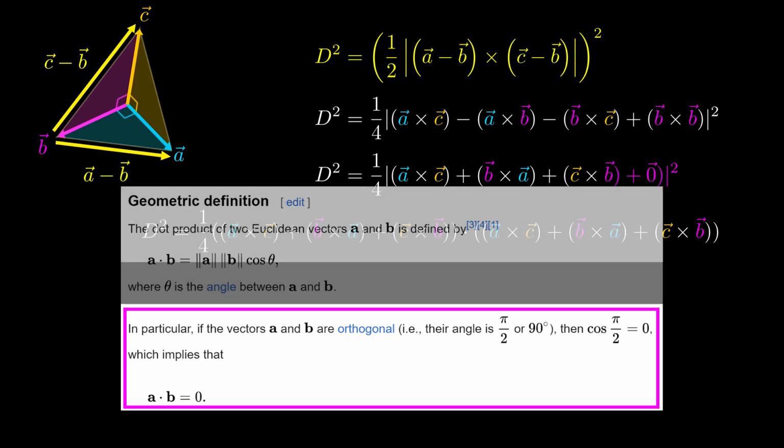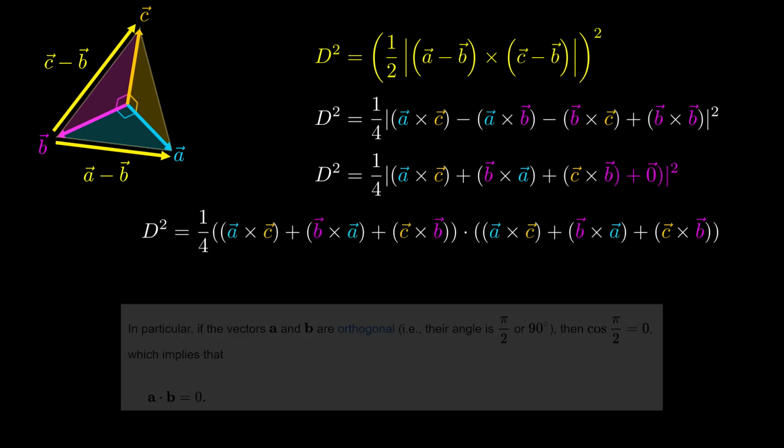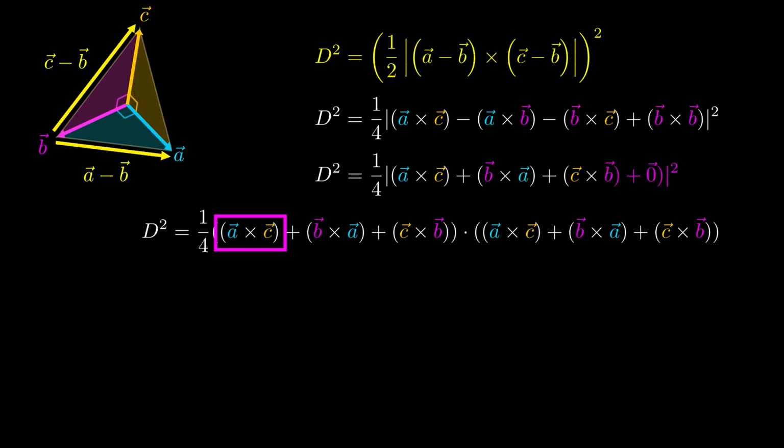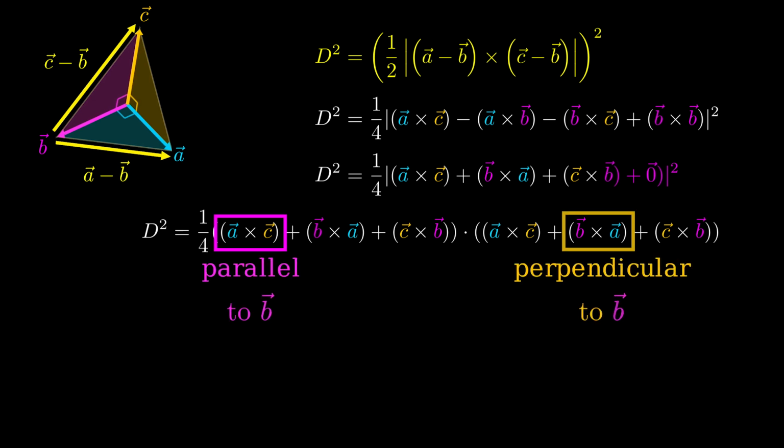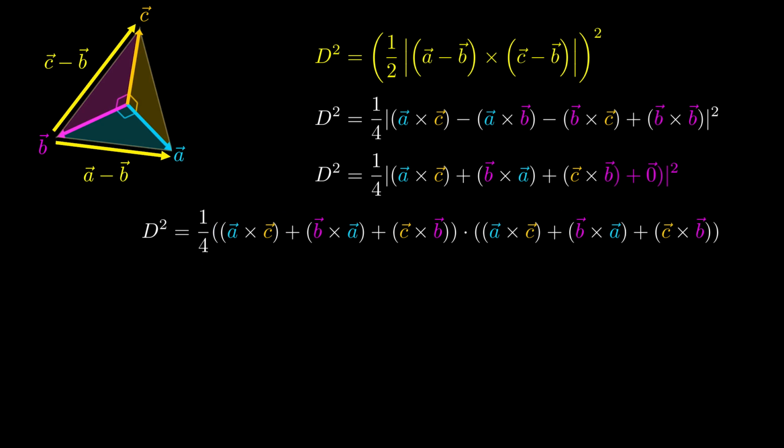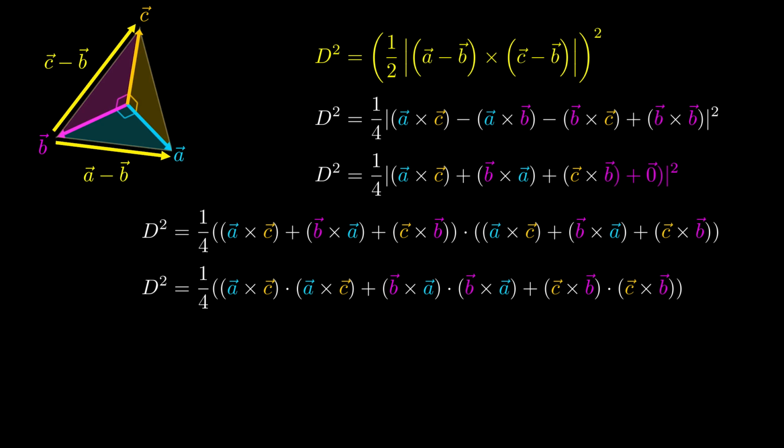If we look at the first term in our expression, a cross c, it's perpendicular to both a and c, which means it's parallel to b, whereas b cross a is perpendicular to b, so the scalar product is going to be 0. All we're going to be left with is these 3 terms, a cross c dot with itself, b cross a dot with itself, c cross b dot with itself, and again we can write these as a length of a vector squared.